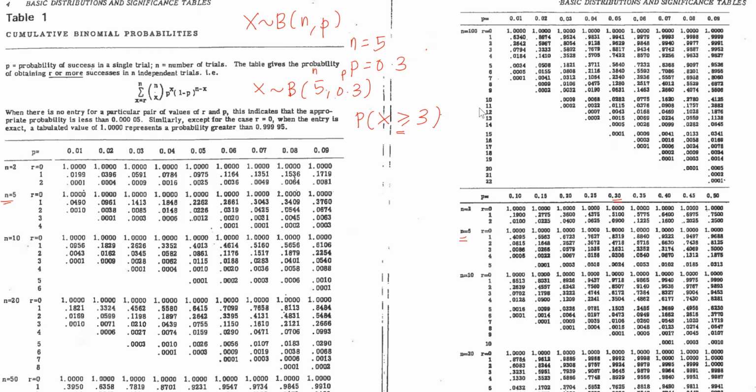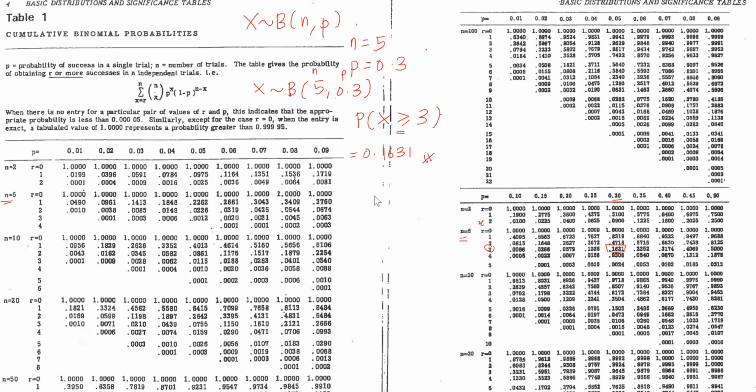So what is the value of your x? Your value of x is equal to 3. This R is equal to your x, so x is equal to 3. Now what is the value when n equals 5, P is equal to 0.3 and R is equal to 3, or x is equal to 3? The answer is here: 0.1631. So this is how you get your probability from the binomial table.